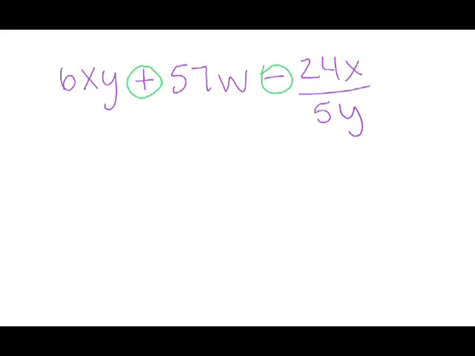So the very first term is 6xy. The second term is 57w. We cannot take that division sign and use it as a separation. I see that often most people say that 24x and 5y are two separate terms when they are not. They're actually one term. Those two are not separated by a plus or minus sign. So when we look at our final answer, we have three separate terms, which is 6xy, 57w, and 24x divided by 5y.